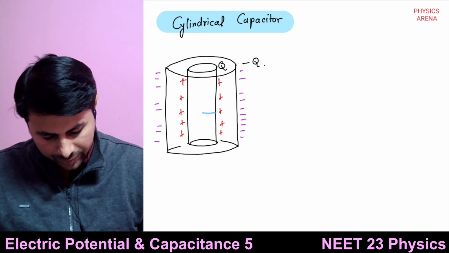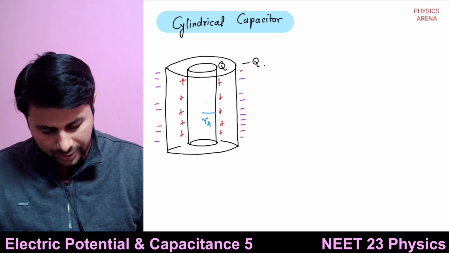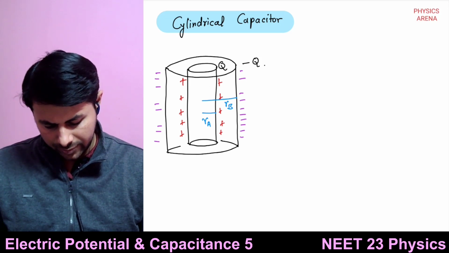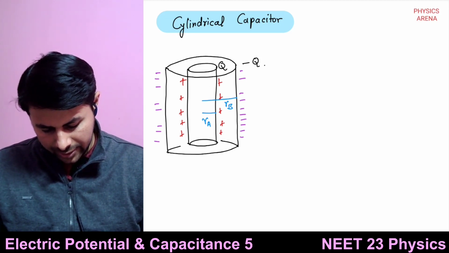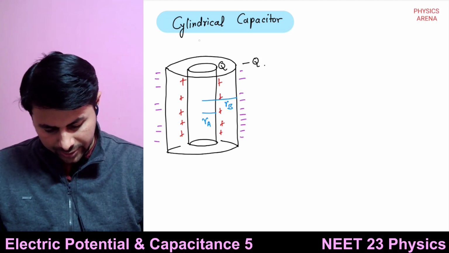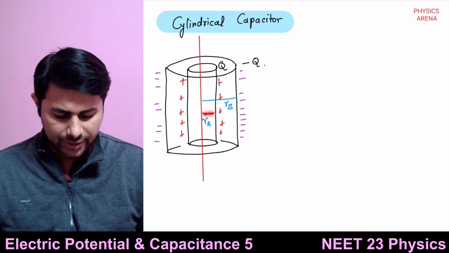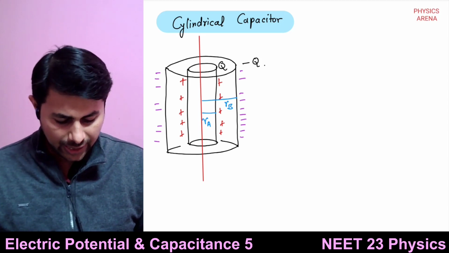This radius is, suppose, RA and this radius is RB. And this is the axis of the two cylinders. So the radius of the inner cylinder is RA, and the radius of the outer cylinder is RB.